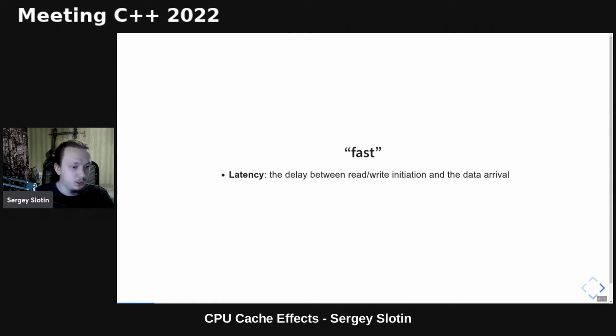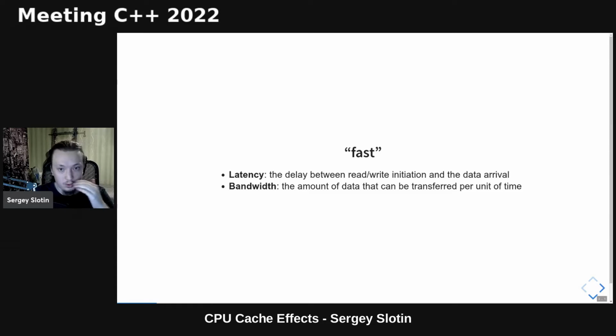In the A plus B example, we cared about latency, but for many algorithms, the most important characteristic of the cache system is the memory bandwidth. And at the same time, it is also the easiest to measure. So we're going to start with measuring bandwidth.